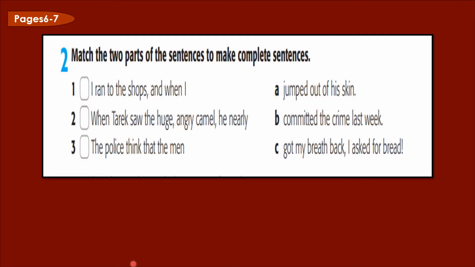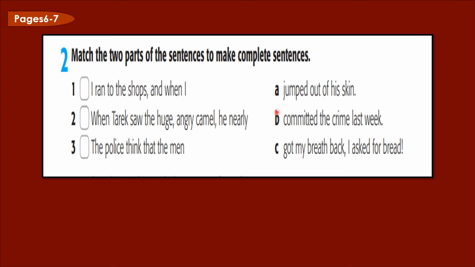Okay, let's answer this exercise. And by the way, this exercise is from pages 6 and 7 in the workbook, not from the student's book. Match the two parts of the sentences to make complete sentences. I ran to the shops and when, let's see the continuation. When Tariq saw the huge angry camel, he nearly. The police think that the men.